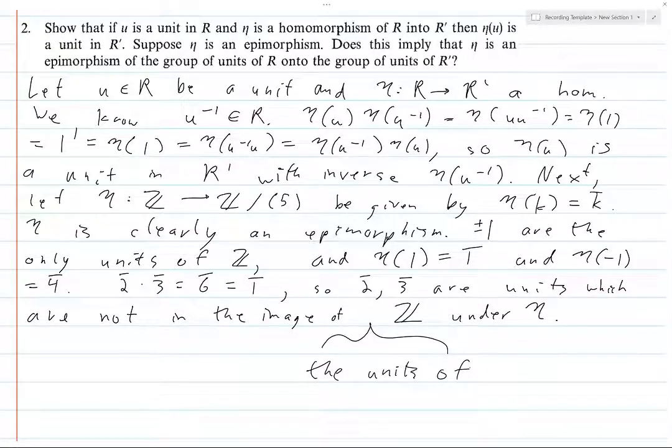And so, therefore, this is not a surjection. The map eta does not surject the units of R onto the units of R prime, and so we have a counterexample for the claim, or for the second part where it says, does this imply that eta is an epimorphism of the groups of units. No, it does not, because here's a counterexample. And so there we go. This completes our proof.